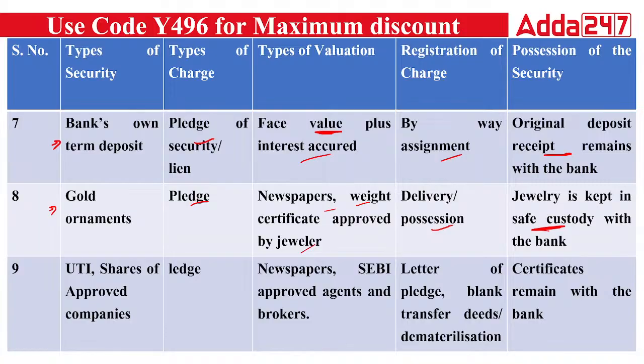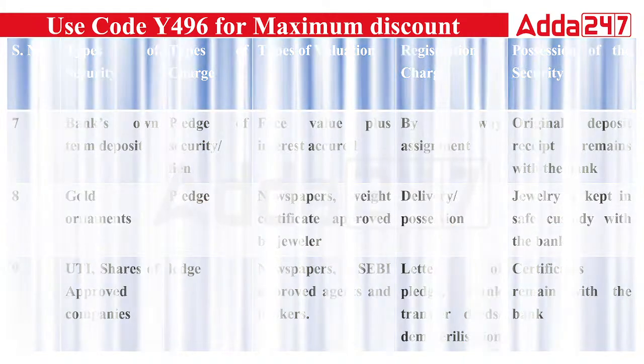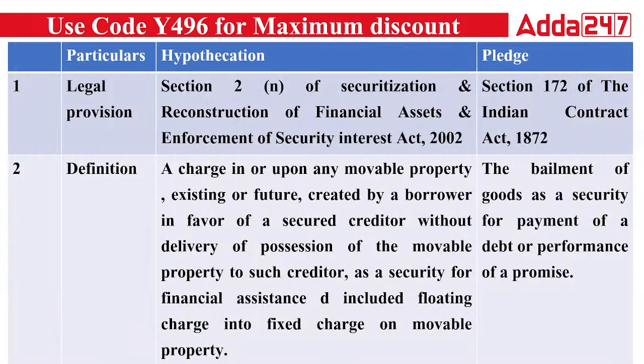Then UTI, shares of approved companies we have, that's also pledge. UTI is Unit Trust of India, that's a mutual fund. So the valuation will be on the basis of newspaper and SEBI approved agents and brokers will be counted. Letter of pledge, blank transfer deeds and dematerialization will be taken for the registration of charge, and the certificate remains with the bank here. Okay. Now these are the certain types of security that we have.